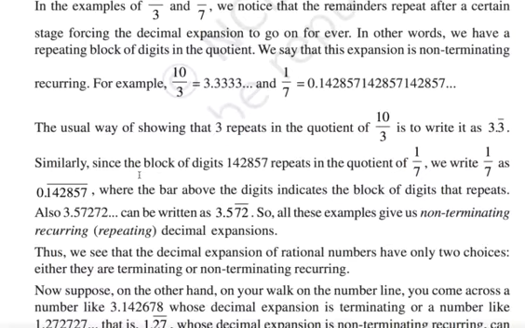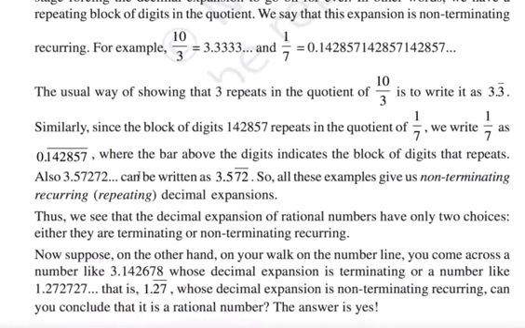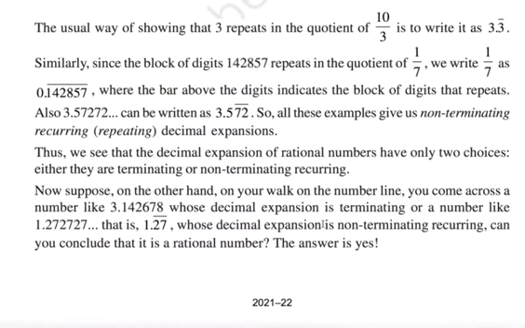Okay, right. So all these examples give us different examples: 3.572, 72. 72 is repeating, put a bar on 72. All the examples give us a non-terminating recurring decimal expansion. Thus, we see that the decimal expansion of a rational number has only two choices: either it is terminating or non-terminating recurring.